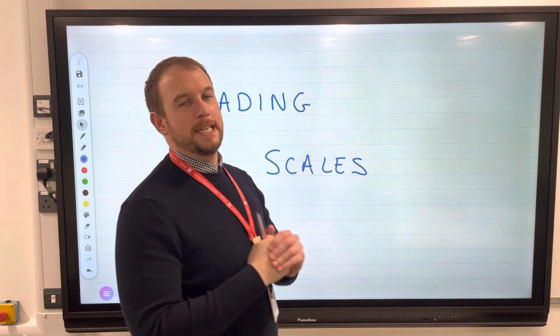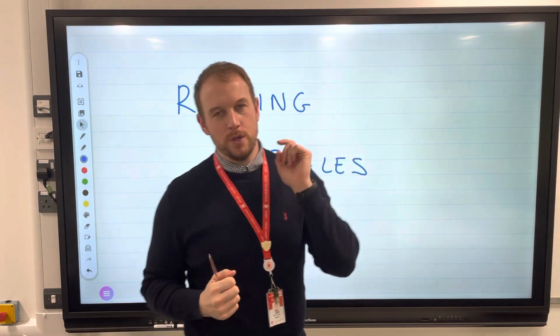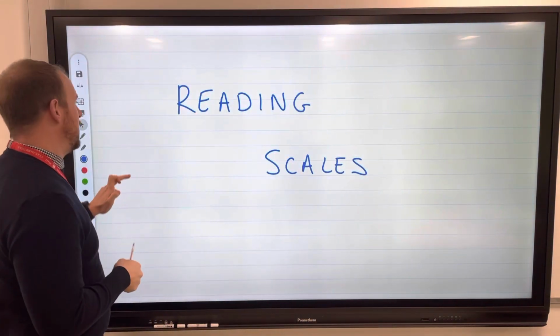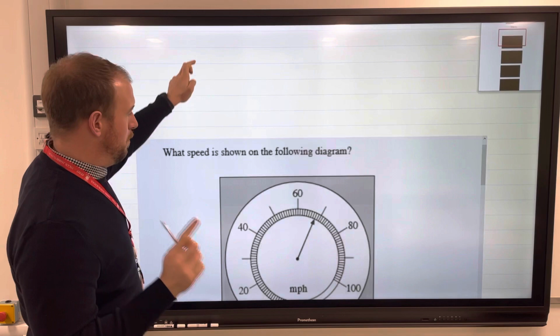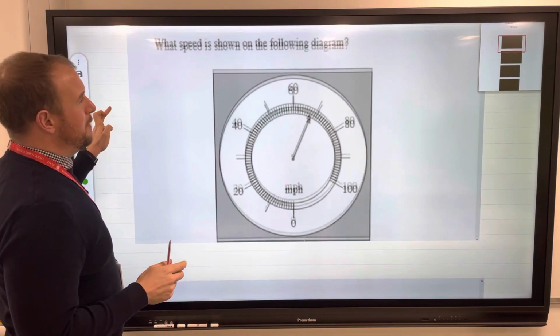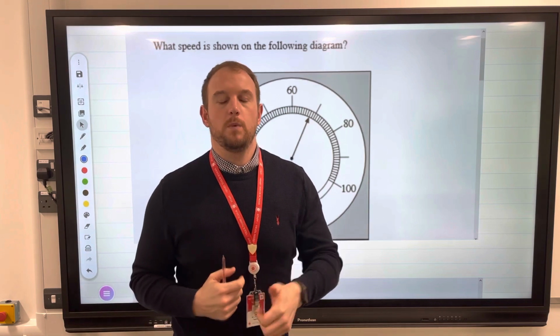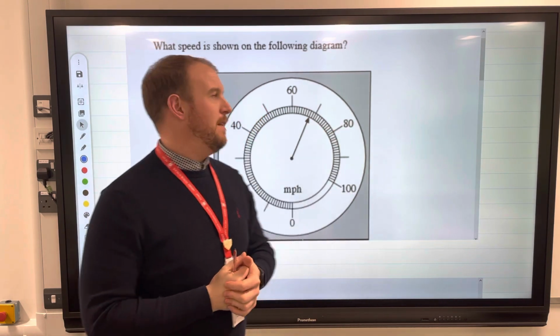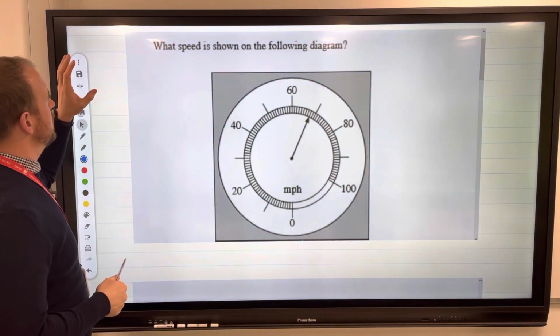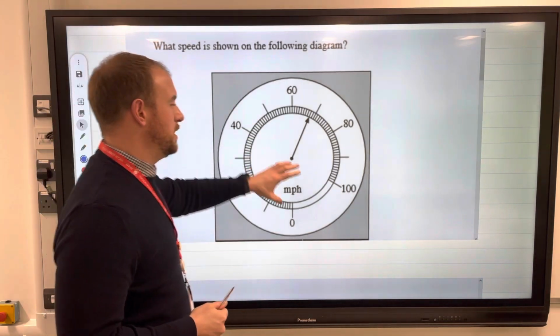So reading scales then, it is so easy to make mistakes with these. It is quite a straightforward skill, but maybe you've been shown things incorrect in the past. There's a couple of little tweaks, hopefully we can get you the correct answers every single time. So here we go, I've got what speed is shown on this following diagram.